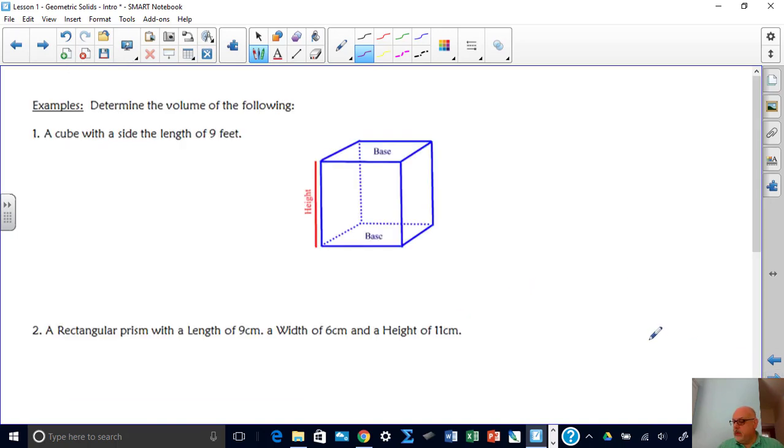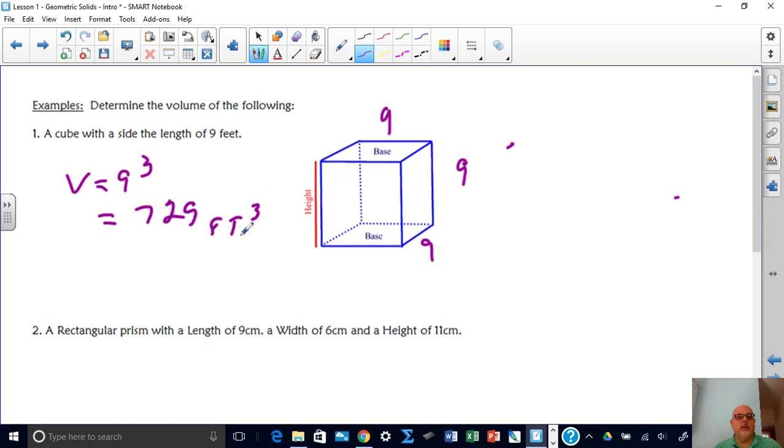All right, so let's look at some example problems. Find the volume of the following: a cube with the side length of 9 feet. So it's 9, 9, and 9. So the volume would be 9 cubed, which would be 729 cubic feet. Okay.